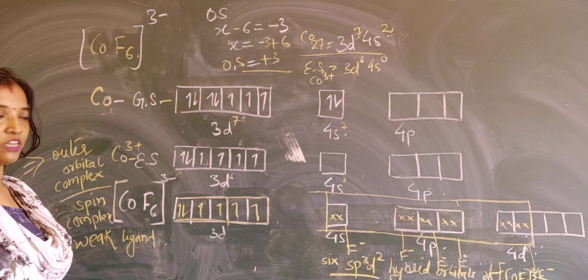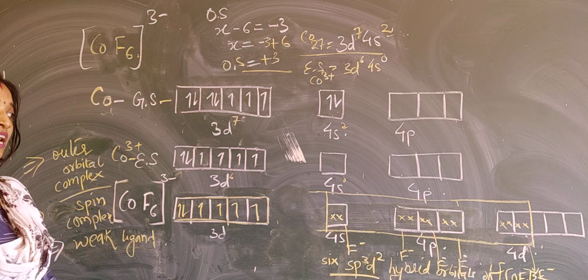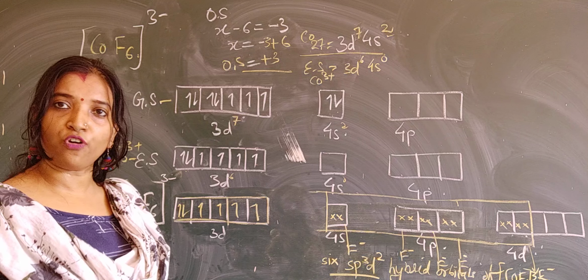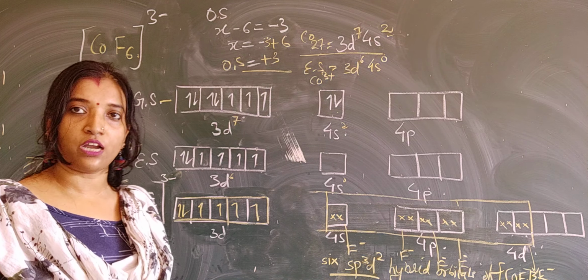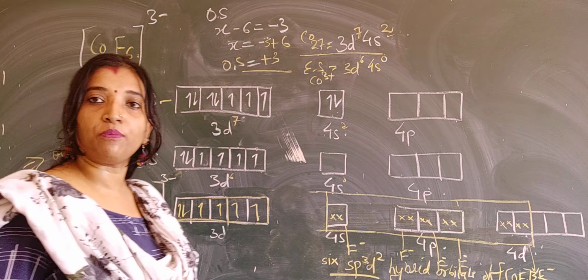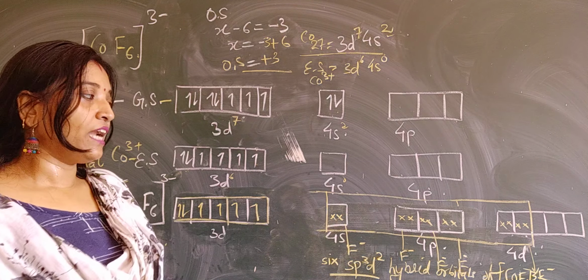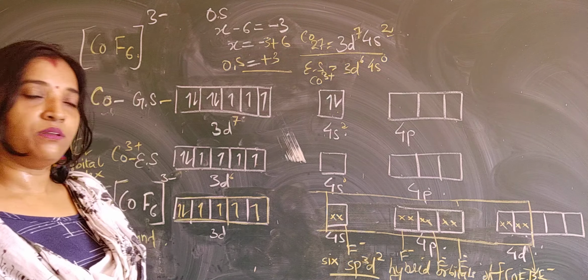Here, one more thing I want to tell you. As earlier we had discussed about the inner orbital complex, here, which d orbitals are used in bond formation? Outer orbitals are used. I told you 4d orbitals come into play for participating in bond formation, as there are no vacant inner d orbitals. So we have taken 4d outer orbitals. So this complex is called an outer orbital complex.